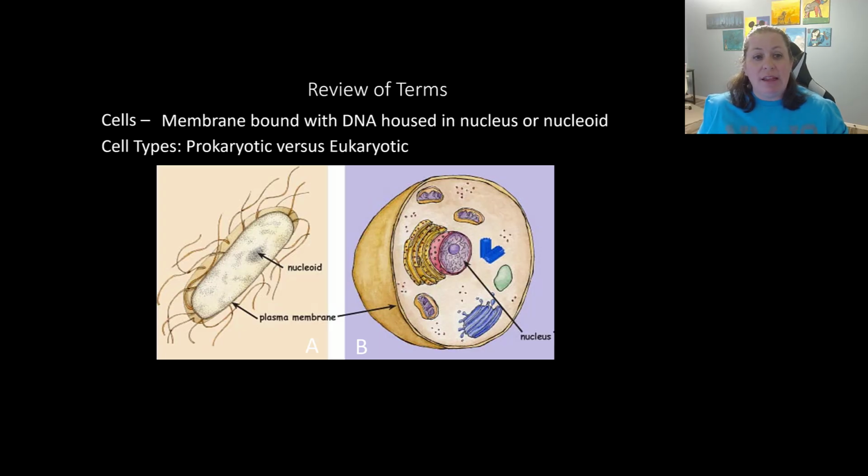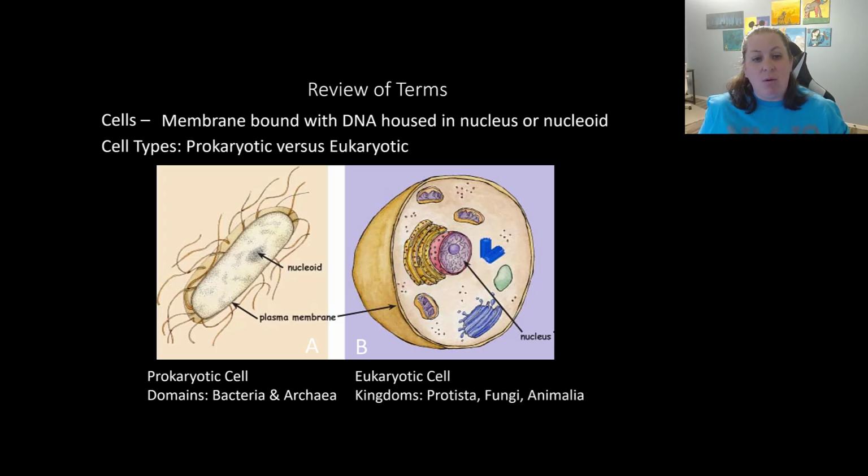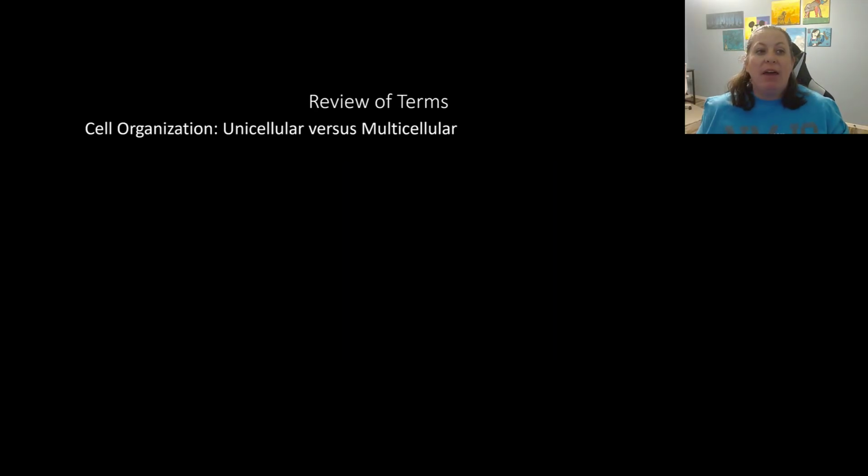In this picture here, A is the prokaryotic cell. These are going to be the domains bacteria and archaea. And B is the eukaryotic cell, which is going to be the kingdoms protista, fungi, and animalia. Some other terms are unicellular versus multicellular. Uni is a prefix that means one, cellular means cell. So these are organisms composed of one cell, whereas multicellular organisms are composed of many cells.